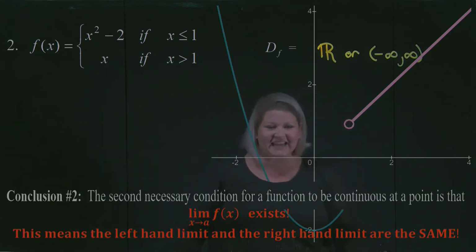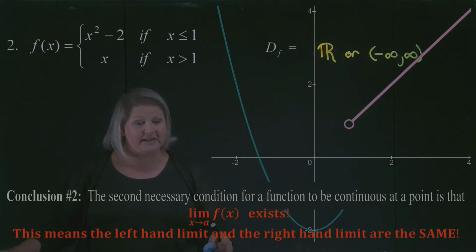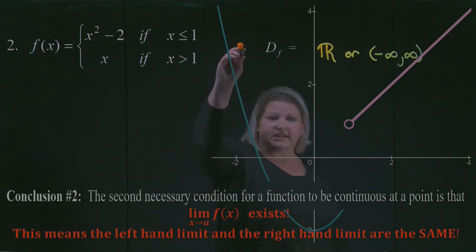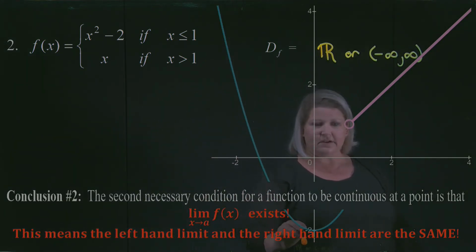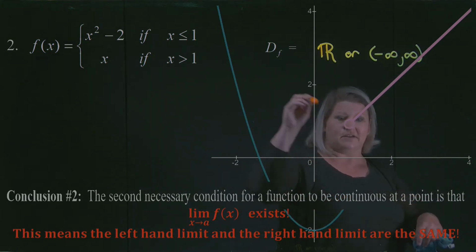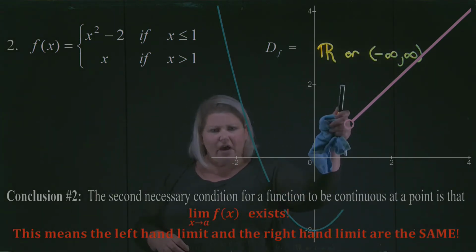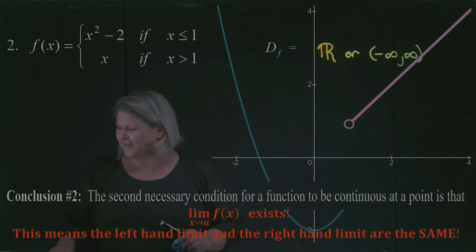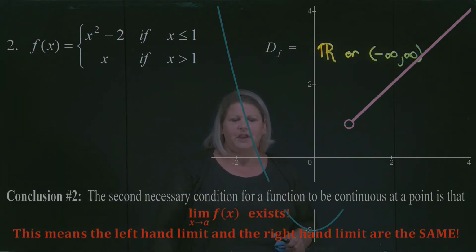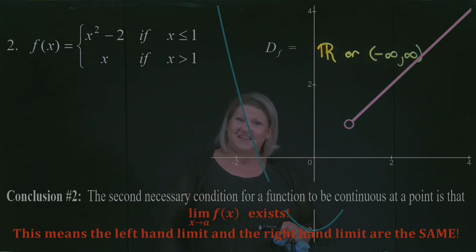So the second necessary condition for a function to be continuous at a point is that the limit has to exist. Notice, does this limit exist for this point here? No, they don't touch. I still have to lift my pencil to draw this entire graph. Even though the domain is all real numbers, I still have a hole or a gap in my graph. In other words, my left-hand and right-hand limits need to be the same.